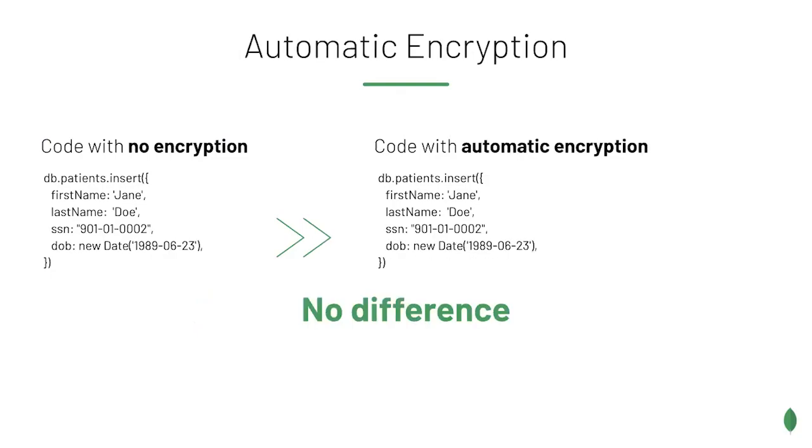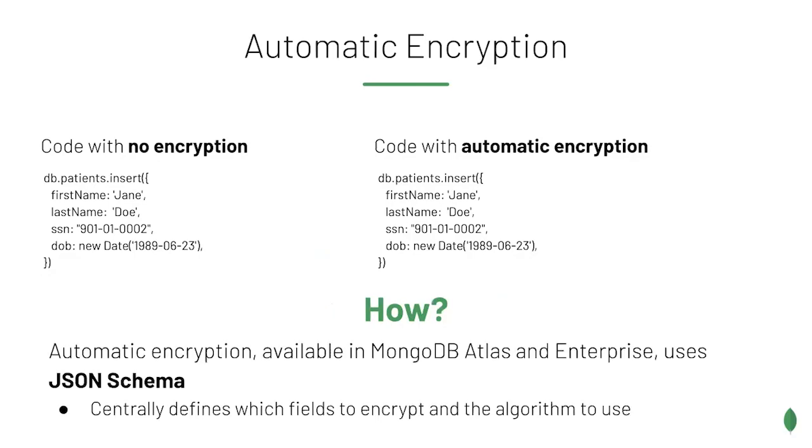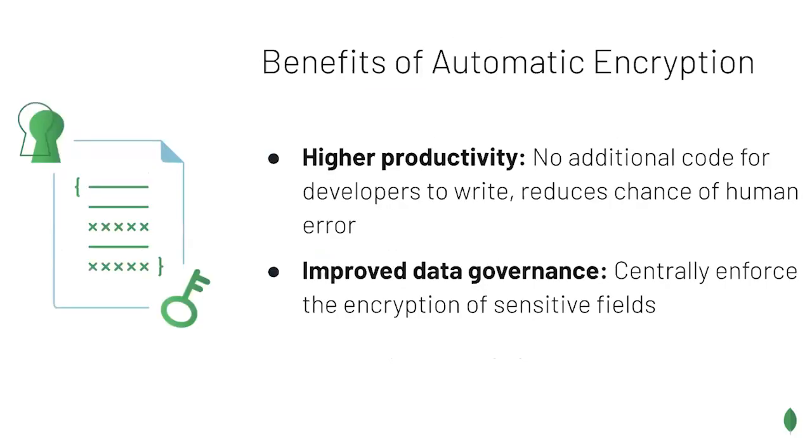If you contrast that with automatic encryption, you can see the difference between the left and the right. There is no difference, right? There's none of this code modification that you have to do. And how does it do that? Well, Ken referred to that during his section. It's done through JSON schema. So you can centrally define which fields to encrypt and the algorithms to use. So this is something that's available in MongoDB Atlas and MongoDB Enterprise. So the benefits of that, clearly higher productivity because there's no additional code for developers to write. And it improves data governance because application owners or InfoSec teams can centrally enforce the encryption of sensitive fields. They can mandate that.